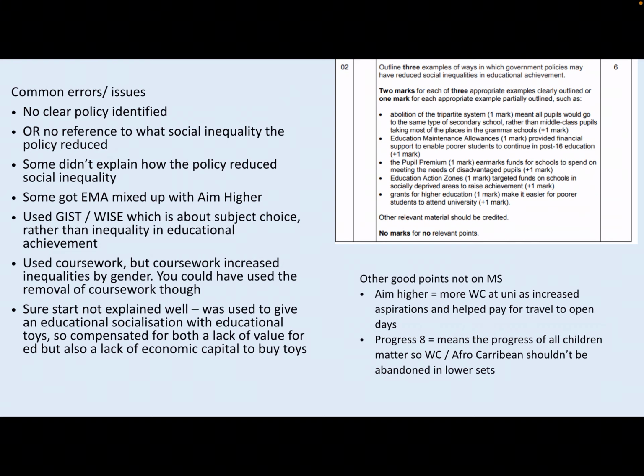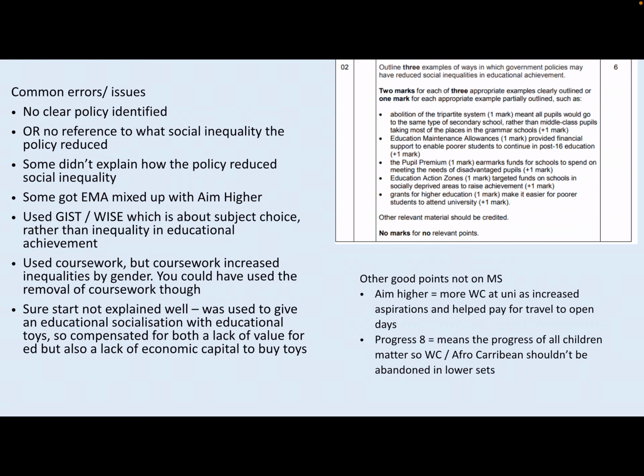Some got EMA mixed up with Aim Higher. Education Maintenance Allowance is for college level education, or what's known as further education, money paid directly to students for books and travel so they could go to college to do A-levels. Aim Higher is an aspirational policy aimed at getting more working class students to think about going to university, as well as helping them financially with attending open days. So Aim Higher was aimed at getting more into uni. EMA was aimed at getting more into further education, the A-levels.